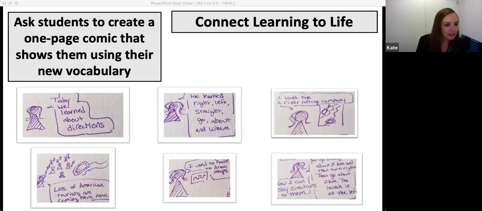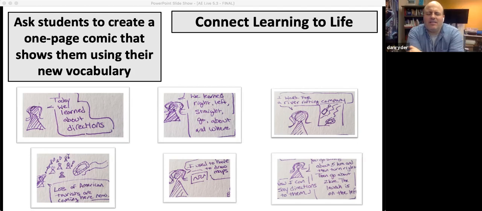Let's see. They could use this to show their understanding of new vocabulary by describing situations in their lives. So great idea. Awesome, everybody. Yeah, I love it. I love making those connections.